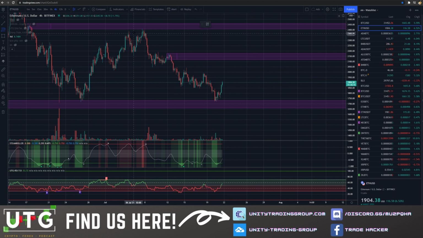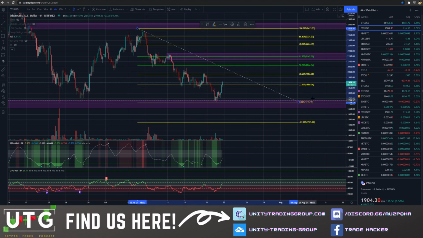Of course, alternative to those levels, you can always draw your fibs, and of course you do have those further validations at that level at 1950, as we just spoke about, resides around that 38.2 level for Ethereum.